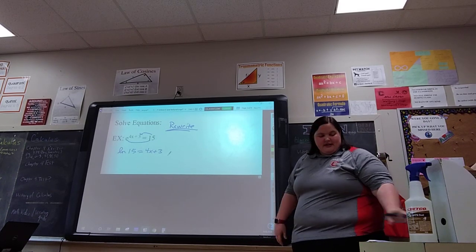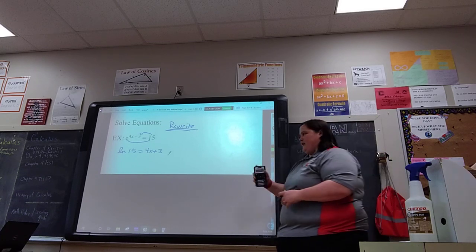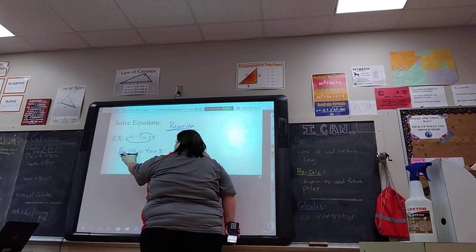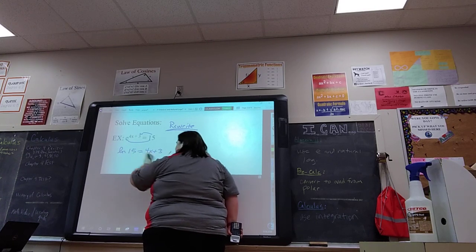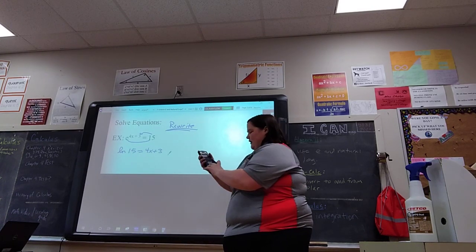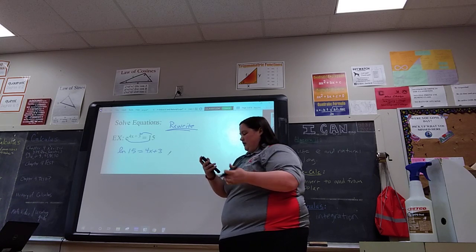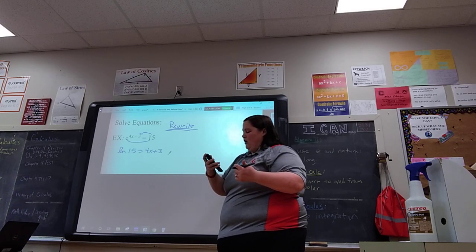Now to solve it, we use our handy dandy calculator. The next thing you should do once you have it rewritten from E form to ln form is use your calculator to solve out that ln, which every calculator has an ln feature. So you just need to do ln of 15, which equals 2.708.